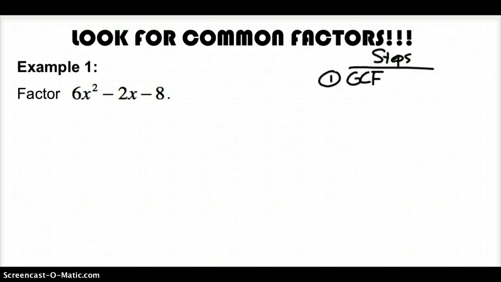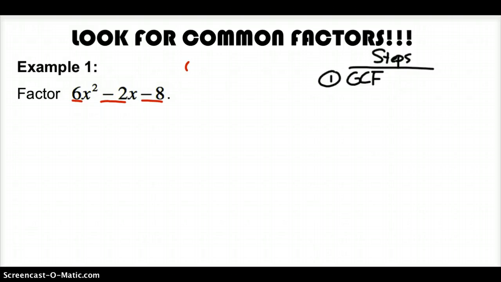Now when we're doing this, we're looking at both the coefficients and the variable of X, to see if these have anything in common. This first term has two x's, the second term has one x, and this last term, the C term, doesn't have any. So they don't have any x's in common. However, they do have some factors in common with the 6, the -2, and the -8.